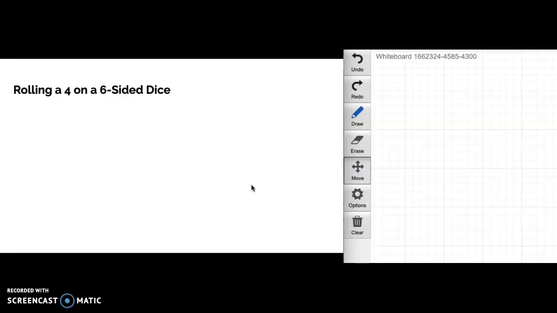Looking at an example, if we're rolling a die and we want to know the odds in favor of rolling a 4 on a 6-sided die, we're thinking: how many favorable outcomes are there? How many ways can we get a 4 on a 6-sided die? That would be 1.